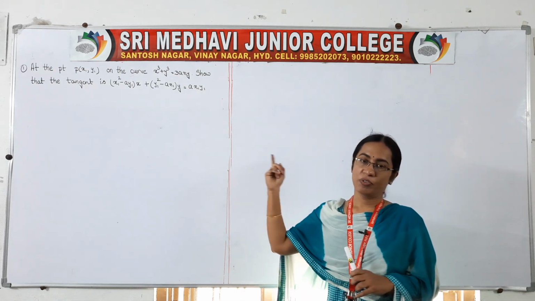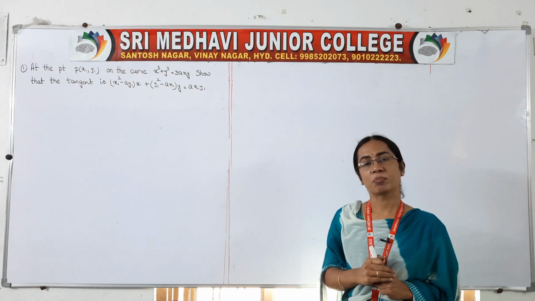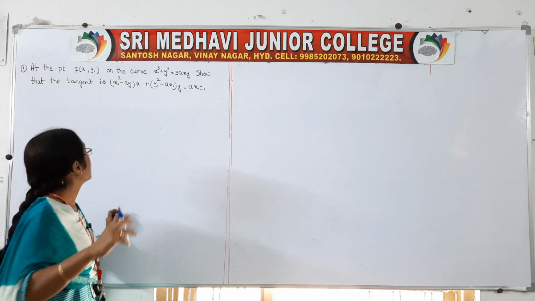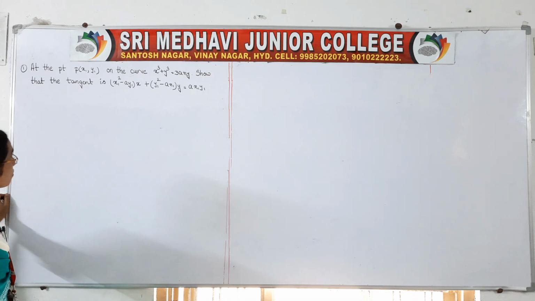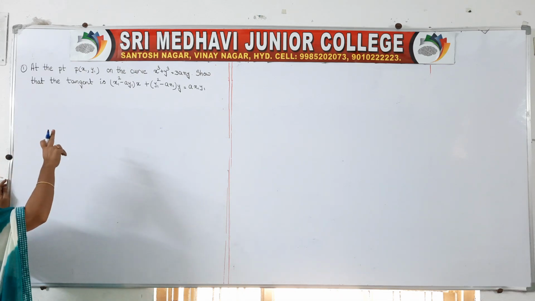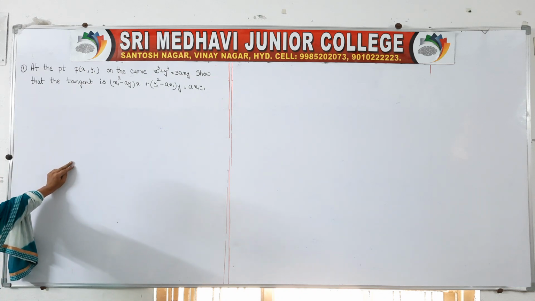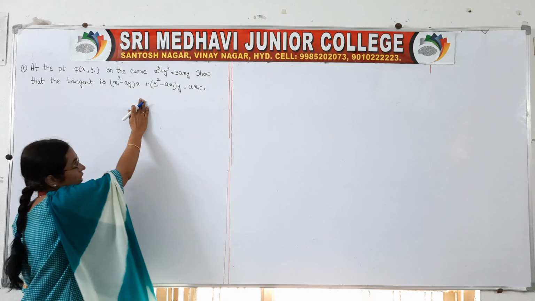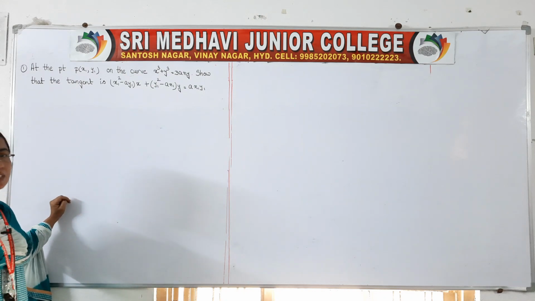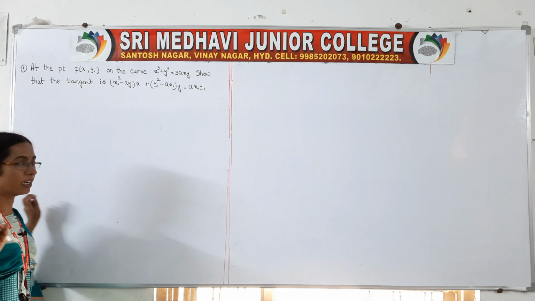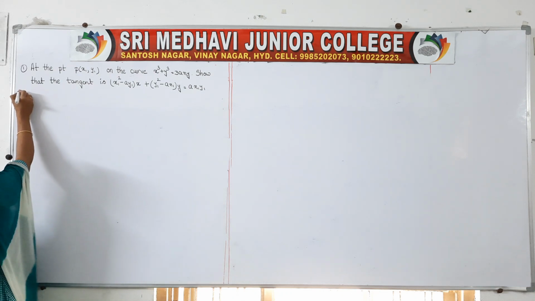So we will solve one 7 marks problem today. Okay, so come to the question. At the point P(x1, y1) on the curve, show that the tangent is this one. One curve equation is given to you, one point is given to you. We have to show that the tangent to this curve at that point is this one. In show that, prove that problems, we will know whether we got the correct answer or not at the end of the question.